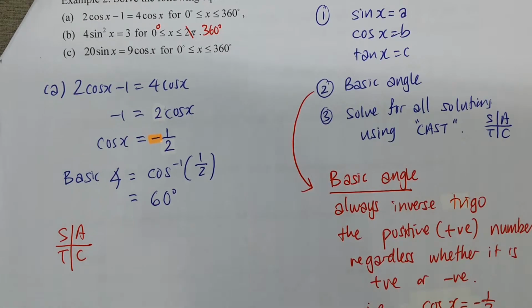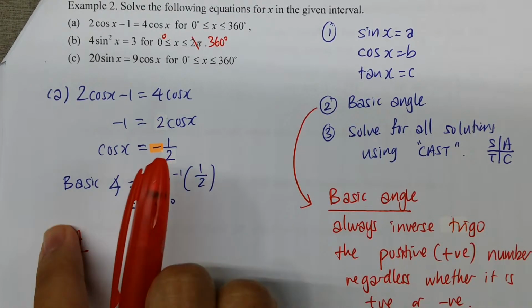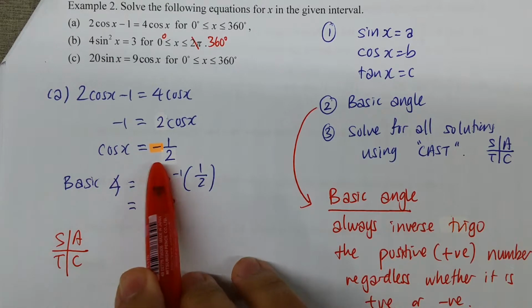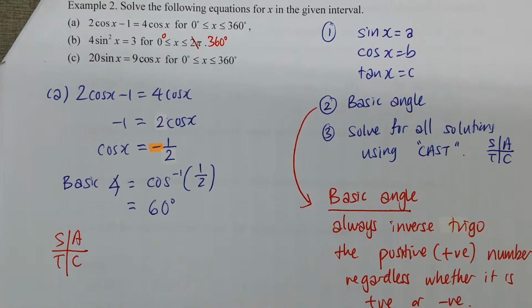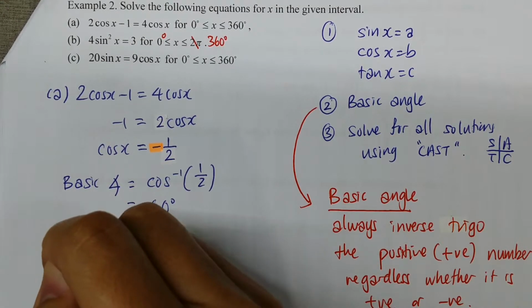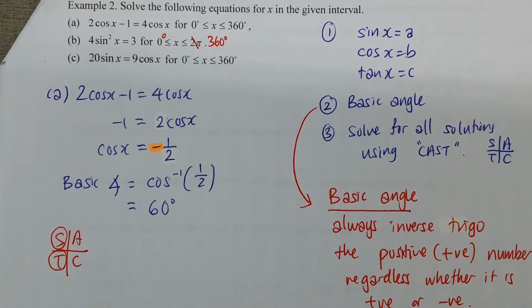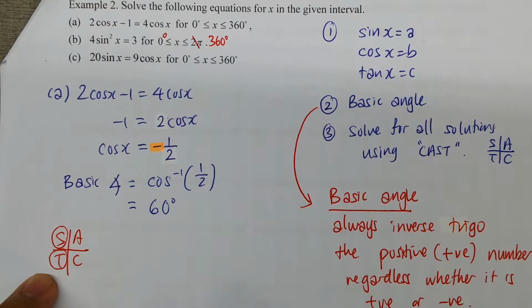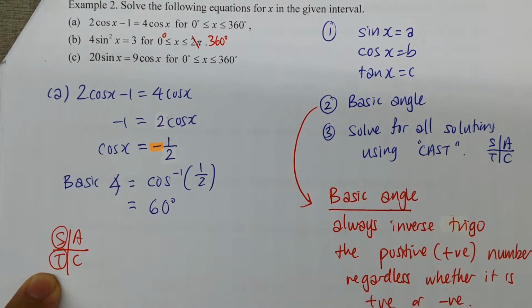Okay. For 0 to 360 ASTC, cosine is negative. When will cosine be negative? When only sine and tangent are positive, right? Yeah, so in these two quadrants, cosine is negative. If you cannot recall, please refer to your notes earlier on.